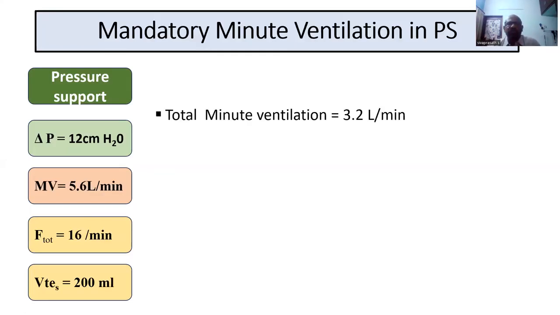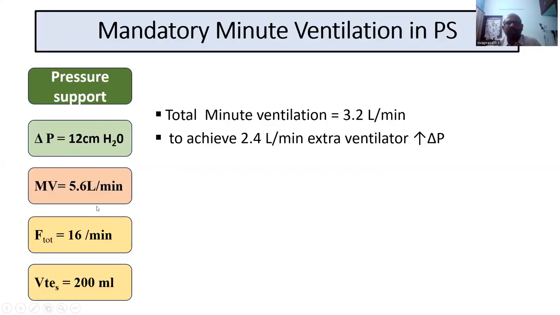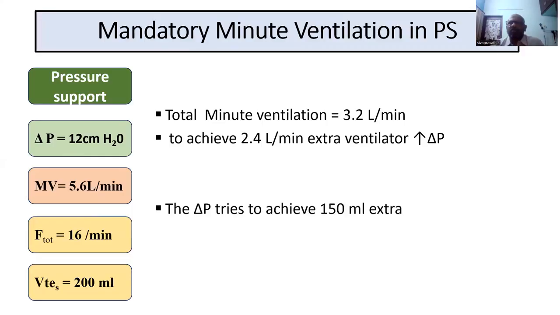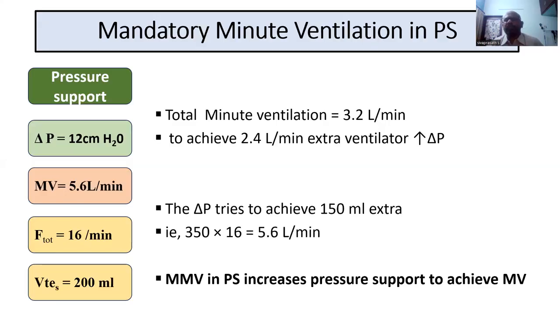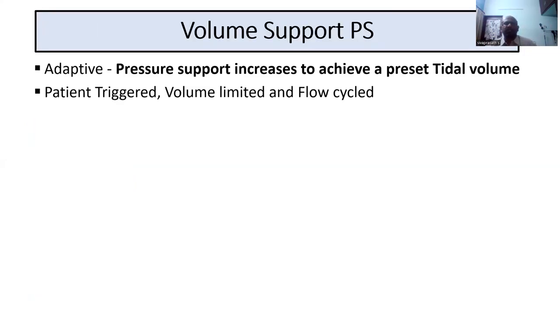Now his total ventilation will become only 3.2 liters. To achieve the extra 2.4, that is, to get the minute ventilation to 5.6, the ventilator will start increasing the pressure support slowly. You have set 12, but the ventilator will slowly increase the pressure support so that your tidal volume will achieve the minute ventilation. That is, for each breath, it will try to get 150 ml extra by increasing the pressure support. So MMV in pressure support will increase the pressure support to achieve the minute ventilation that you have set.